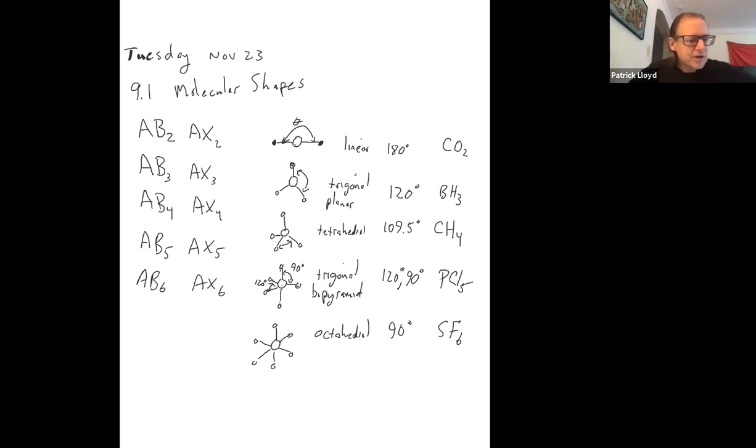So there's another set of these structures. And the first one is AB2. And it has either 1 lone pair or 2. And this one is bent. Let me draw a picture of it. Central atom, bent.